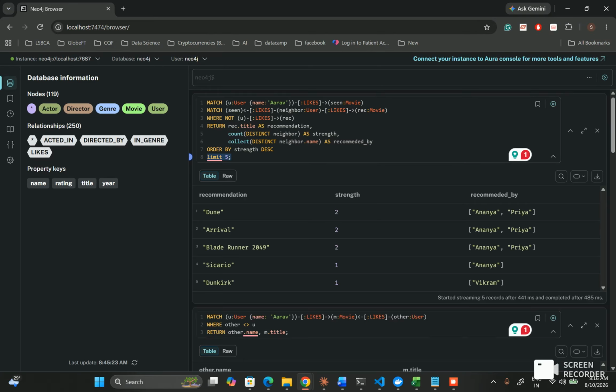Let me run this. See over here, descending order. Ananya and Priya. Okay, I like Dune. Ananya and Priya like Dune. So this is the strength. Same way for Arrival. Same goes with Blade Runner. But Ananya and Vikram, again the strength is 1.